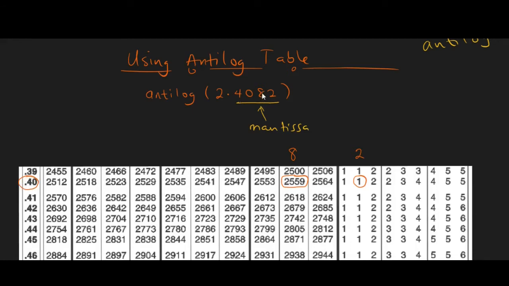Looking at the third digit, we have the number 8. So we will have to look up the 8th column. This intersects at the number 2559. And the fourth digit takes us to the mean difference column, the second column. And this gives us 1. So we will add the 1 to the number 2559 and we will get 2560.